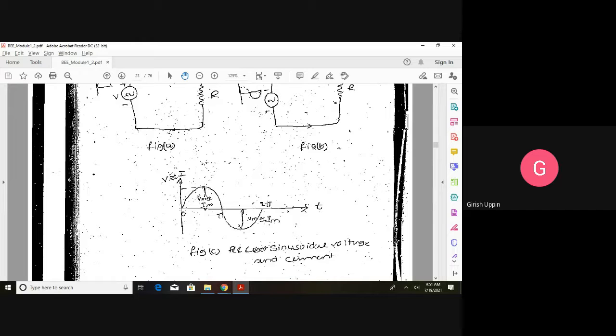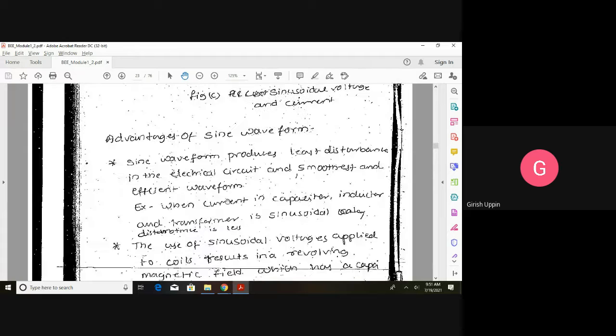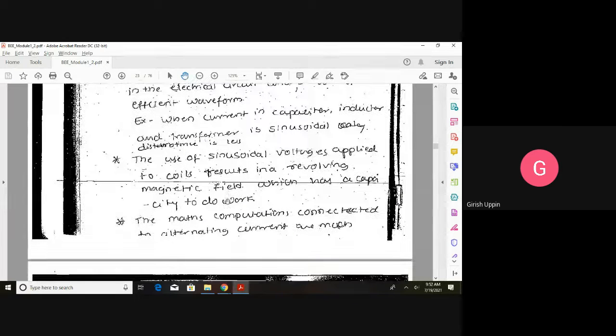So a drastic change will happen. If you see the sinusoidal waveform, the change is very, very gradual and smooth. That is why it causes the least disturbance in any kind of circuit, any circuit which has a resistor, a capacitor, an inductor or a transformer.